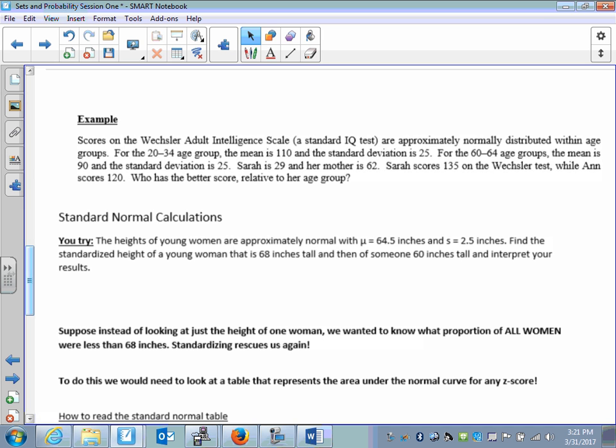Now, if Sarah's 29, that means she's in the 20 to 34 group. Her mother's 62, so she's in the 60 to 64 group. Sarah scores 135 on the Wechsler, while her mother, Anne, scores 120.